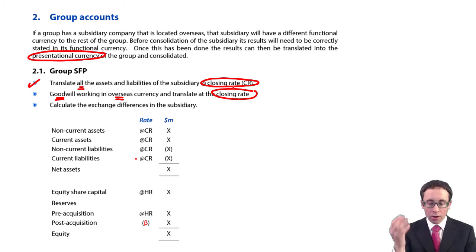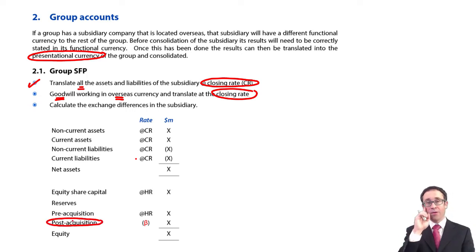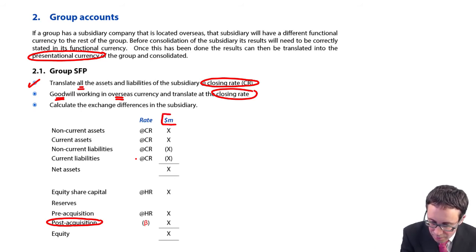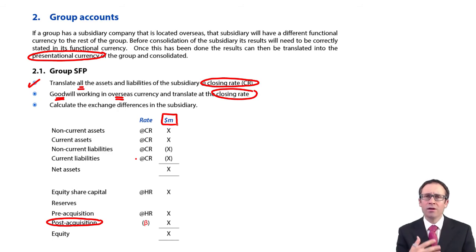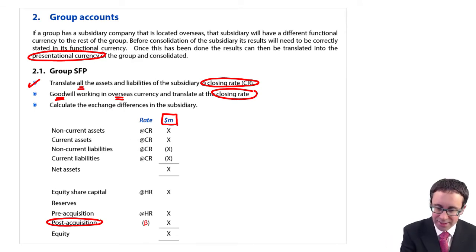We'll also need to work out the post-acquisition retained earnings of the subsidiary, to help us work out the non-controlling interest and the group retained earnings. We will do that within a separate working. There's a new working that we need for the post-acquisition retained earnings, in the presentation currency of the group. So you translate all the assets and all the liabilities at the closing rate, because that's what they will be consolidated at, isn't it?